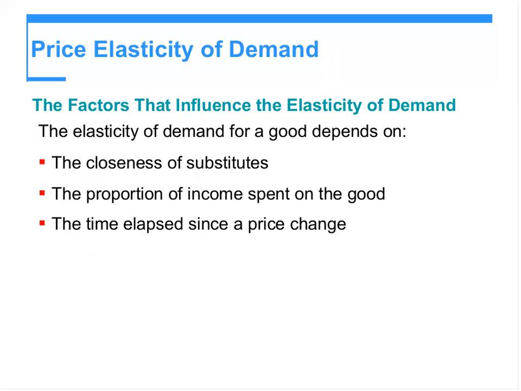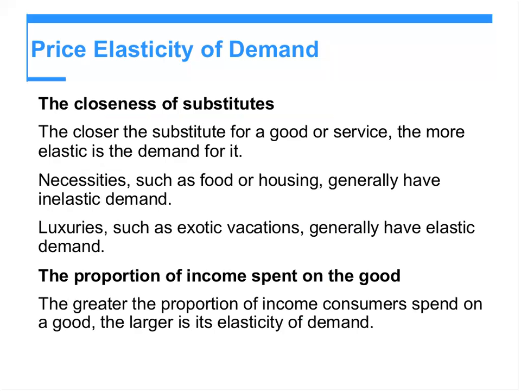So the factors that influence the elasticity of demand for a good depend on all of these. Closeness of substitutes, sometimes you have more substitutes, definitely these factors influence the elasticity of demand. If the substitutes are very near and close, most probably if the price changes, then that definitely influences the elasticity of demand. The proportion of income spent on the good, the time elapsed since the price change, and all of those things. So we're going to explain how closeness of substitutes influences the elasticity of demand.